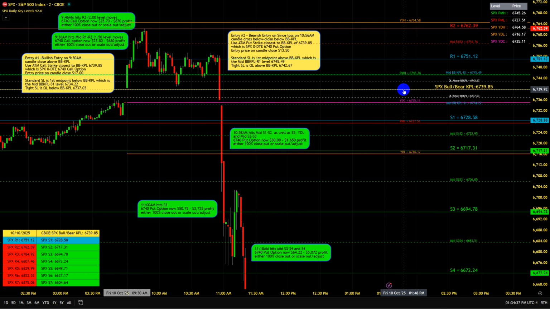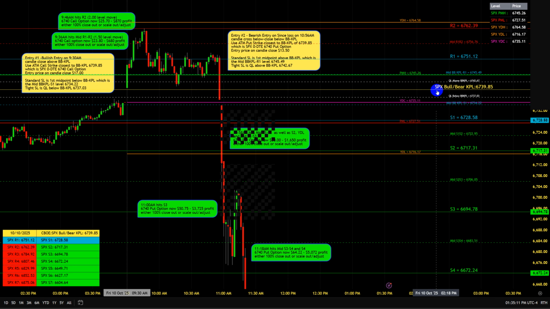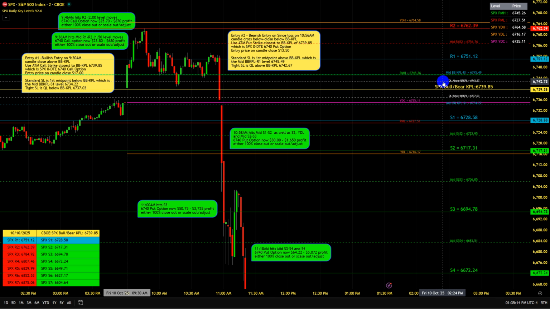Alright, so since this is a bearish play, in determining our stop losses on a bearish play, it's just the exact opposite of what we did earlier. So this is still the level that the trade is derived from, triggered from. Since this is a bearish play, now our stop loss is going to be the first midpoint above the level that the trade is derived from, in this case the bull bear KPL. So our stop loss is going to be the mid BBKPL R1, because that's the first midpoint above, or if you're using the tight stop loss, it's the first QL above.